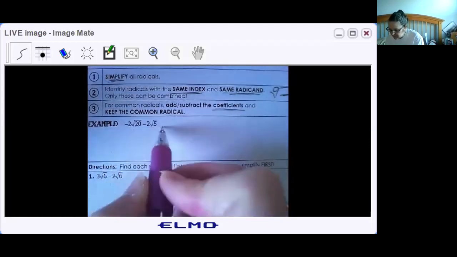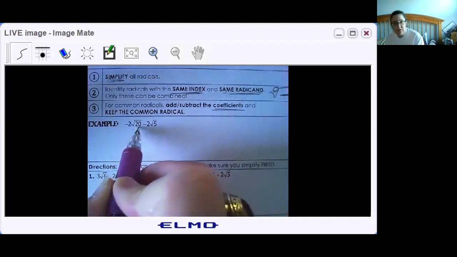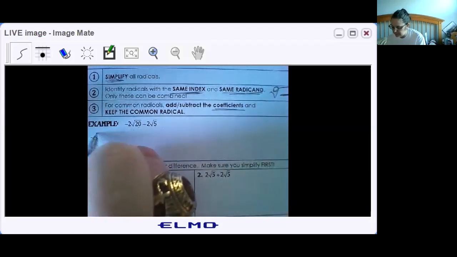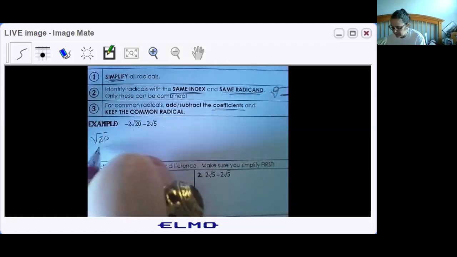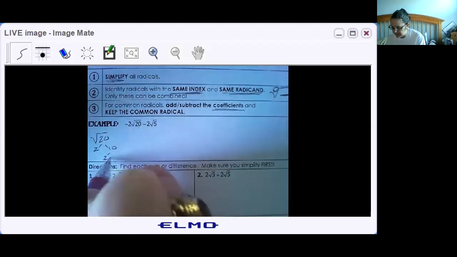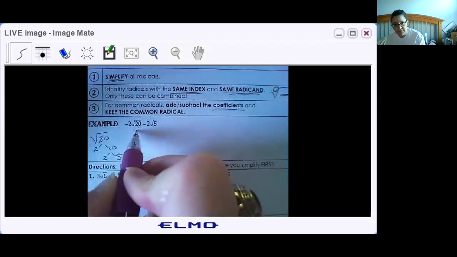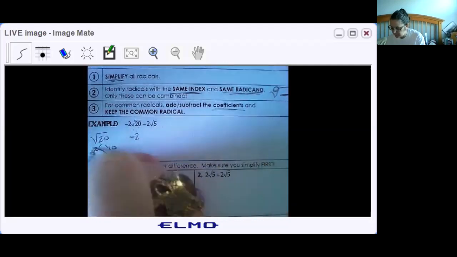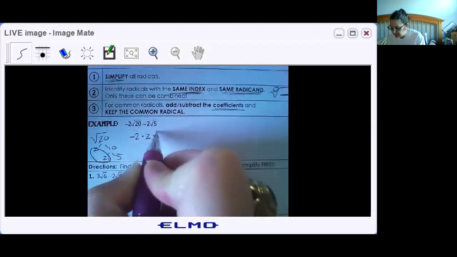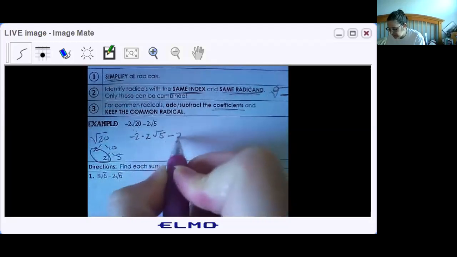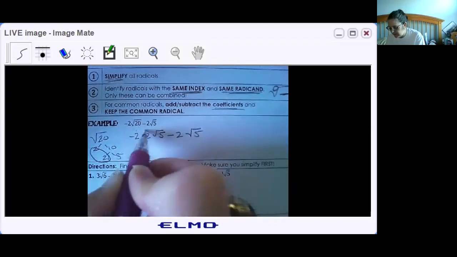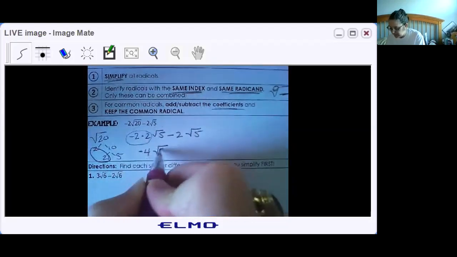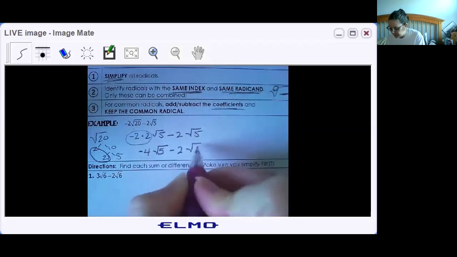So like in our example here, the first thing I notice is this square root of 20 is not in simplest form. So the first thing I have to do is figure out the square root of 20. Well, that's 2 and 10, which is 2 and 5. So negative 2 times the square root of 20 is going to be rewritten as negative 2 times 2 times the square root of 5 minus 2 times the square root of 5. Well, I need to simplify this part. So then it becomes negative 4 times the square root of 5 minus 2 times the square root of 5.